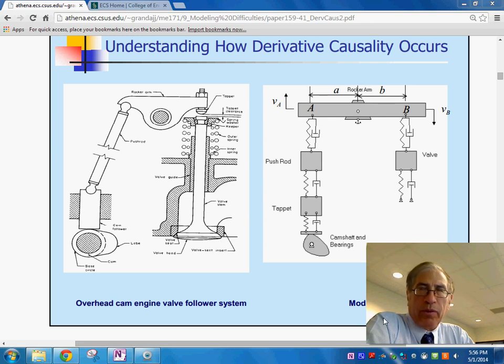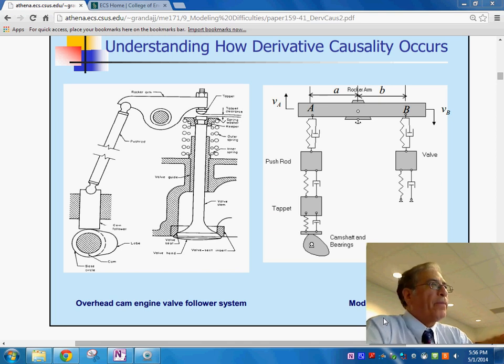We also plan to talk about the introduction to the mathematical solution, not just the introduction, the mathematical solution of derivative causality using the state space form.